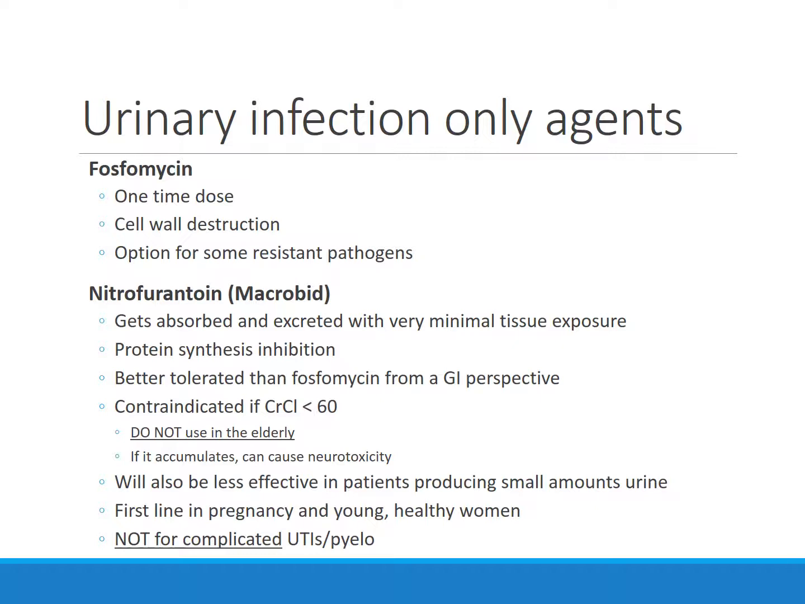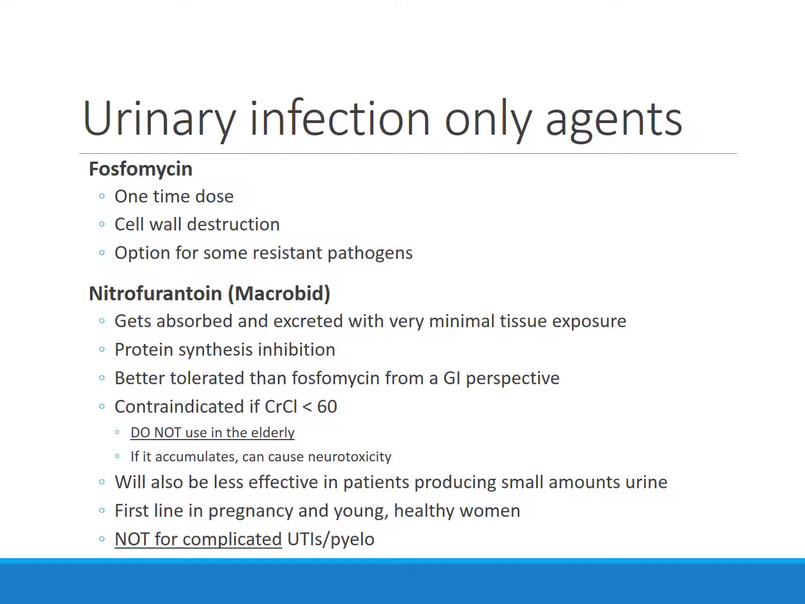Macrobid inhibits protein synthesis. It has some contraindications, specifically with creatinine clearance less than 60. So if you have an elderly and older patient, you wouldn't generally use this. If you have a patient with compromised renal function, you wouldn't use it. The reason is twofold. If it accumulates, it can cause neurotoxicity, which is, of course, a problem. The other thing is that if it's not getting to the site of action via the creatinine clearance, flushing it through the urinary tract, then it's really not worth taking at all because it's not going to work.